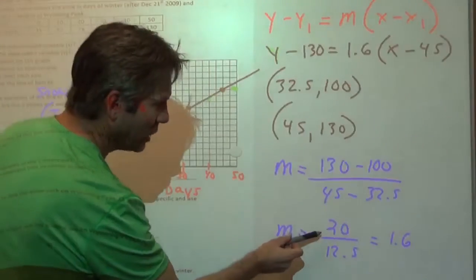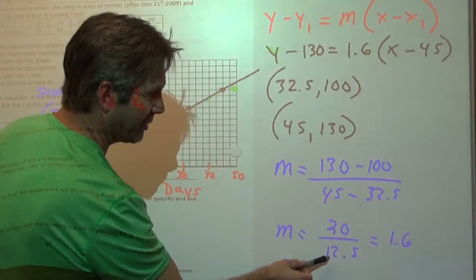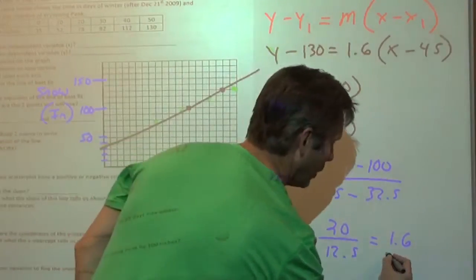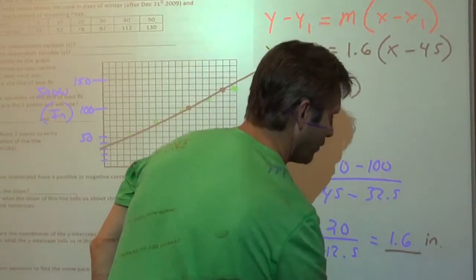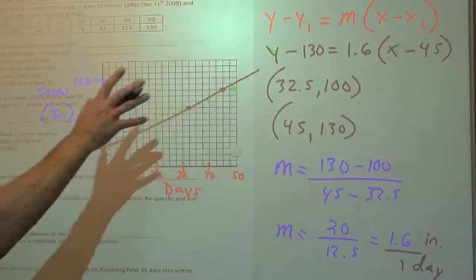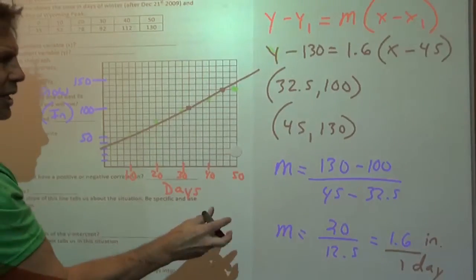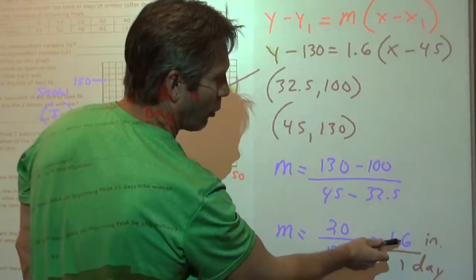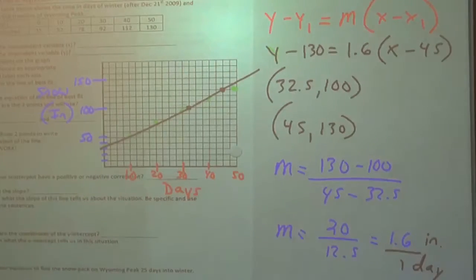We gained 20 inches of snow in 12.5 days. That comes out to 1.6 inches of snow per 1 day. Now again, depending how you eyeball this, you're going to get something that could be somewhere between 1 inch and 2 inches. If it's any different than that, you probably made a boo-boo.